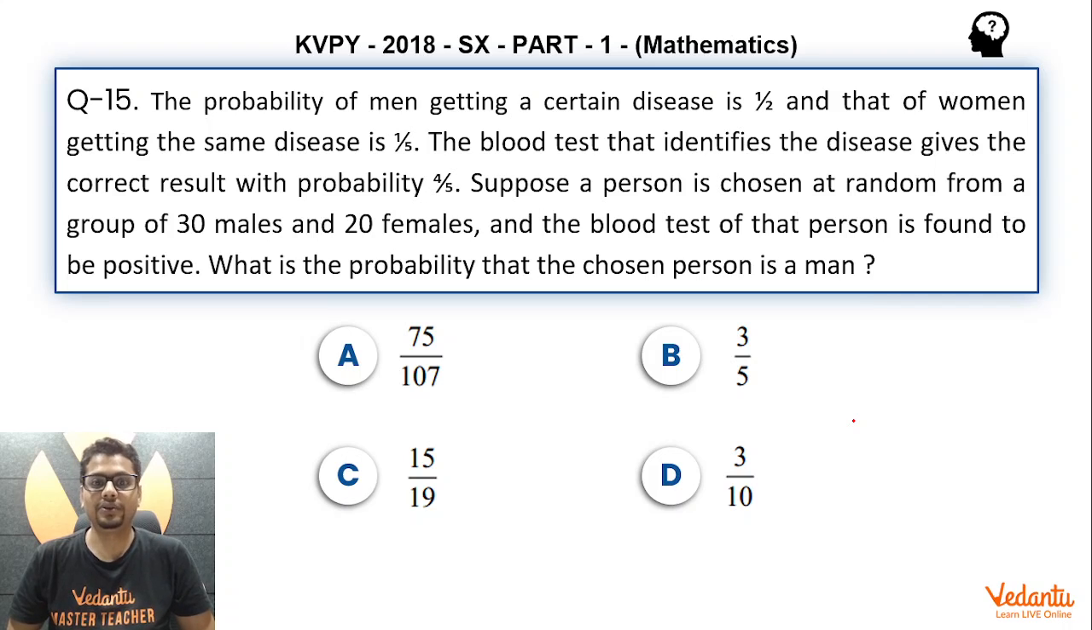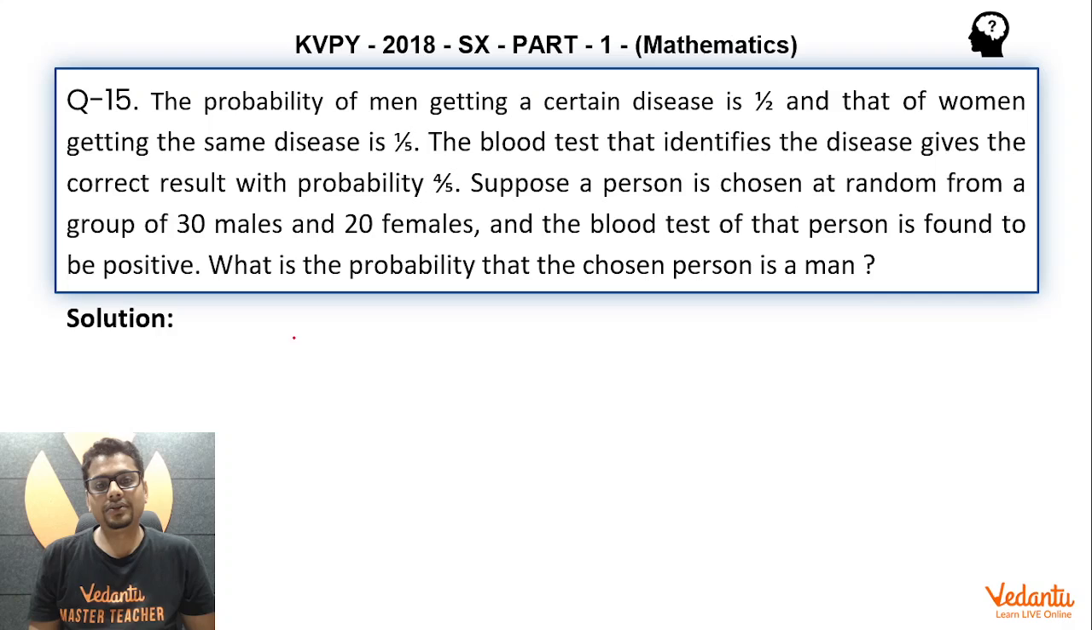Males means men, females mean women. And the blood test of that person is found to be positive. What is the probability that the chosen person is a man, or you may say is a male? Let's solve this. Here we'll use Bayes' theorem.